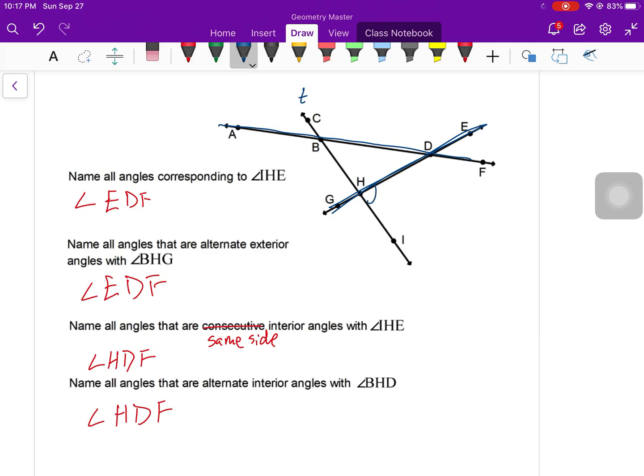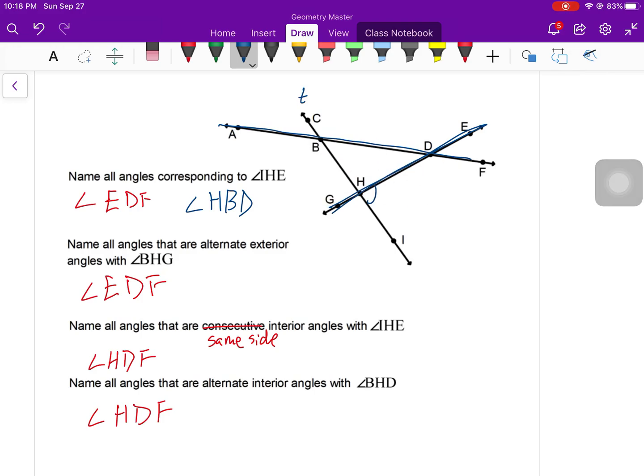This time, IHE is below and to the right of the transversal. So below the blue line and to the right of the transversal, it's going to be angle HBD. There are a lot of ways you can name that angle, but those are the letters that I chose.